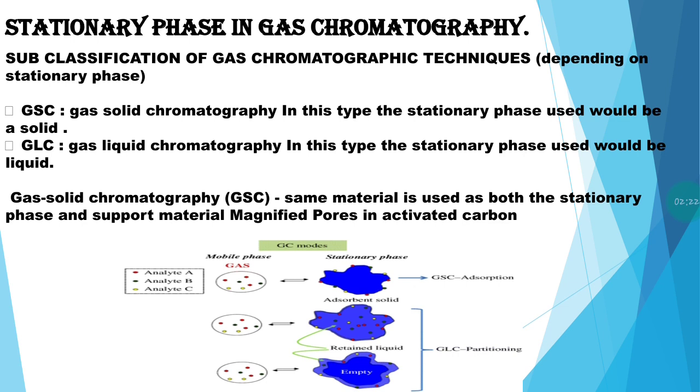Stationary phases in gas chromatography. Sub-classification of gas chromatographic techniques, depending upon the stationary phase, is GSC and GLC. First, gas solid chromatography. In this type, the stationary phase is a solid, whereas in gas liquid chromatography it is a liquid. In gas solid chromatography, the same material is used as both the stationary phase and the support material, as shown in the magnified pores of the activated column.